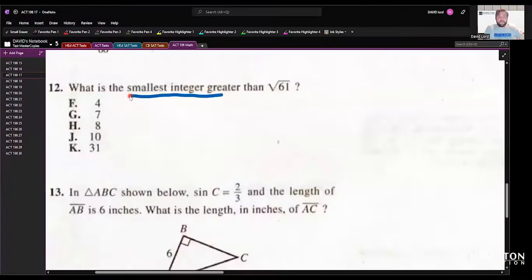Question number 12. What is the smallest integer greater than the square root of 61? There are 2 ways to approach this question.